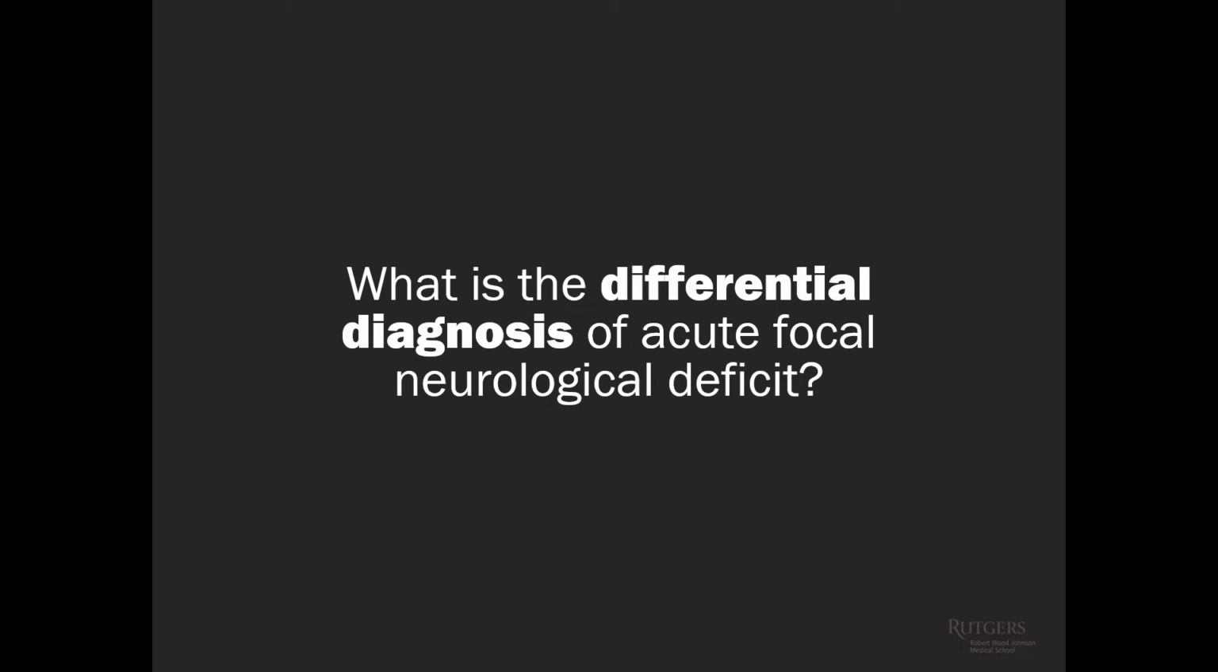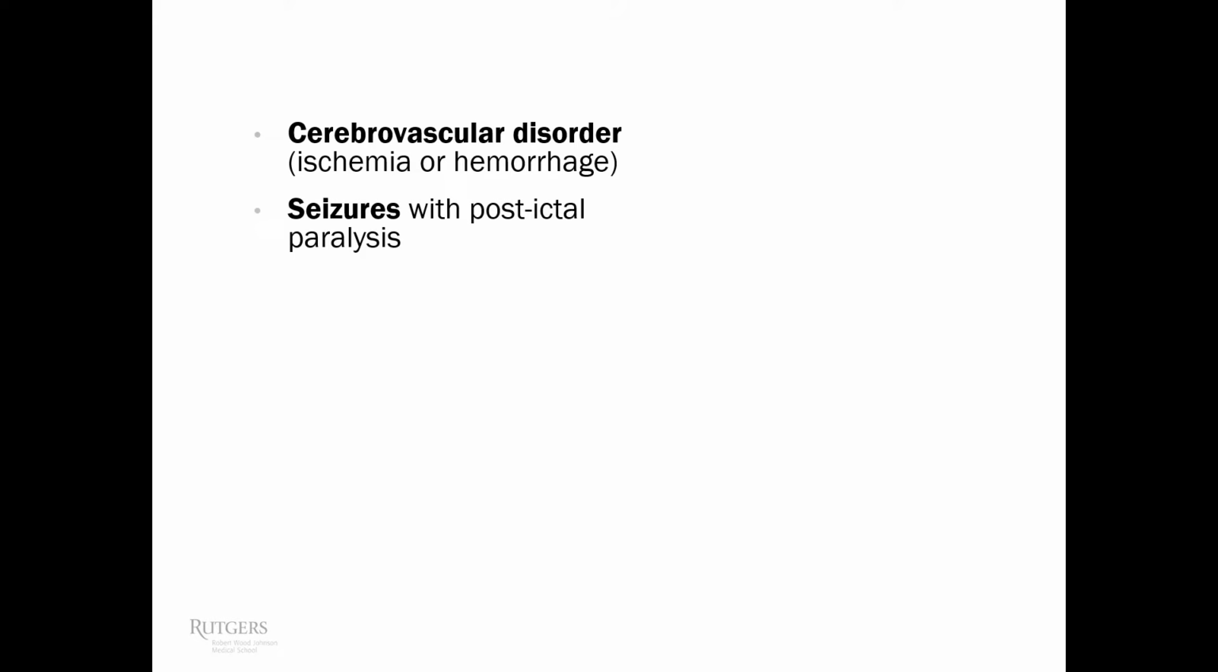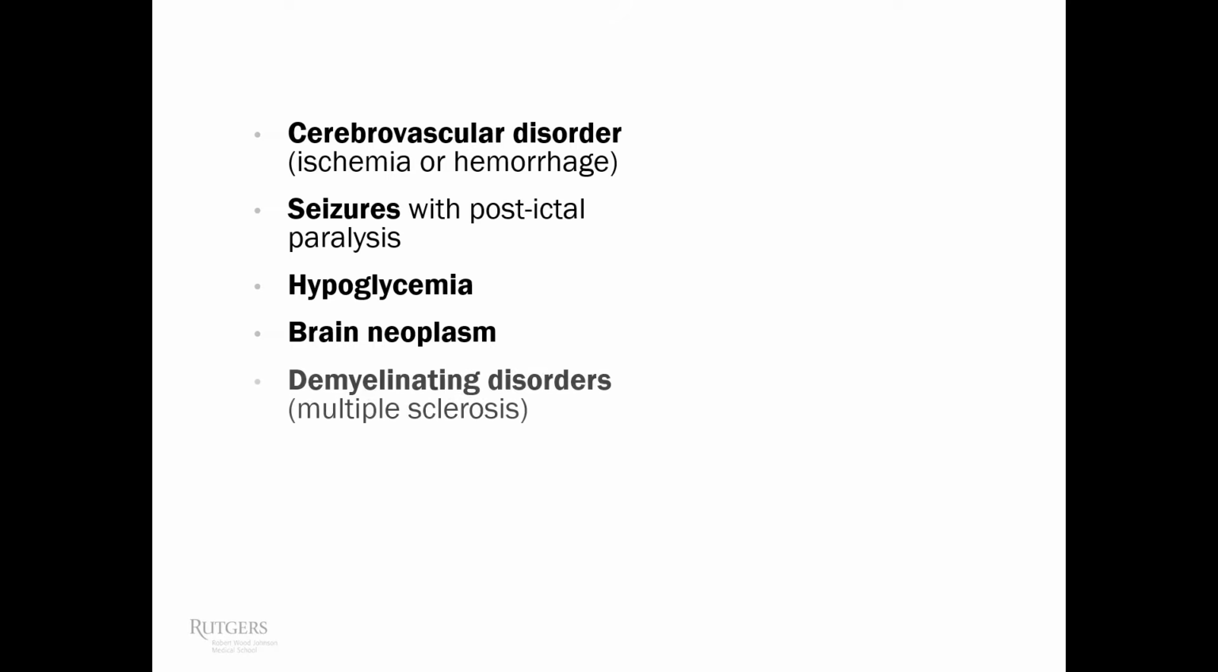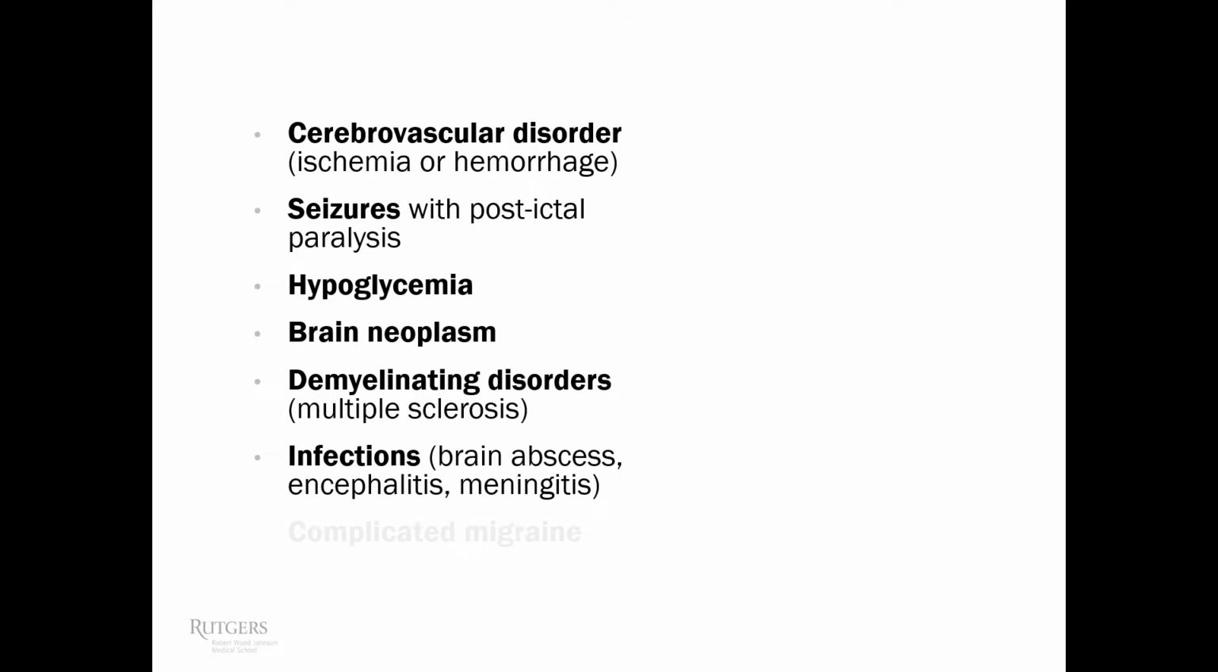So what is the differential diagnosis of acute focal neurologic deficit? Well, that is actually a relatively short list with, of course, cerebrovascular disorder right there at the top, ischemia or hemorrhage. But the differential actually includes also seizures with postictal paralysis, hypoglycemia, brain neoplasms, demyelinating disorders such as multiple sclerosis, infections such as brain abscess, encephalitis, meningitis, and complicated migraine.